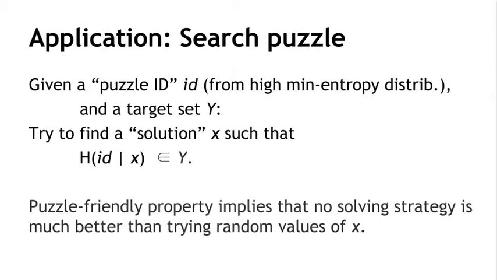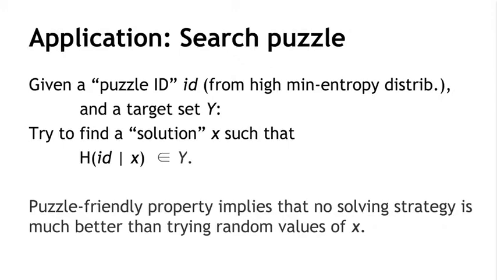So the idea is y is a target range or set of hash results that we want. ID specifies a particular puzzle, and x is a solution to the puzzle. And the puzzle-friendly property here implies that there's no solving strategy for this puzzle, which is much better than just trying random values of x.